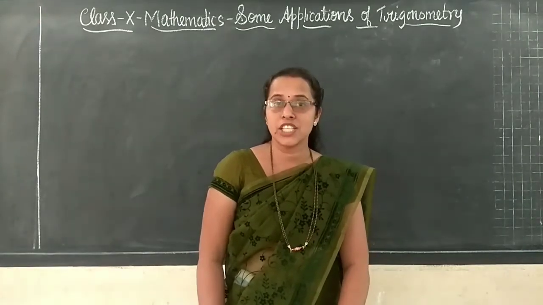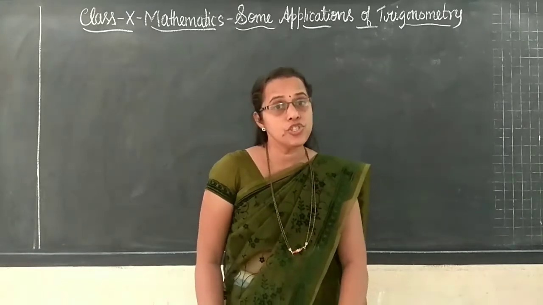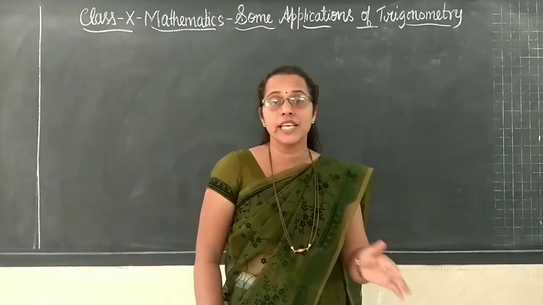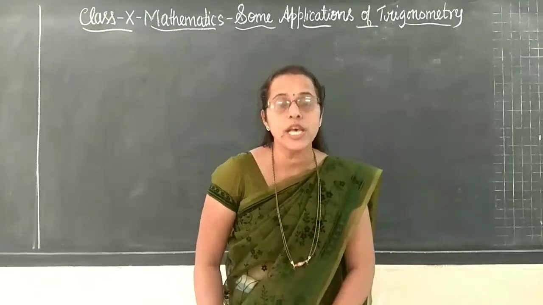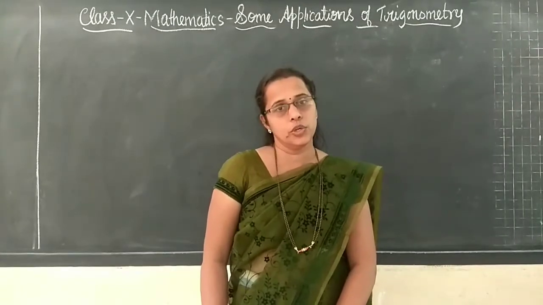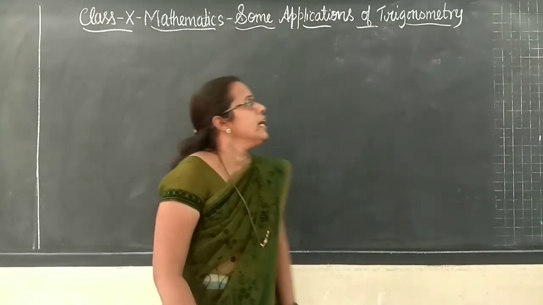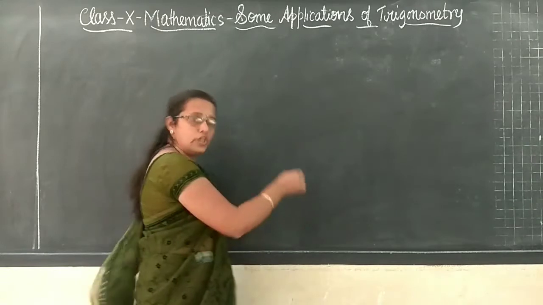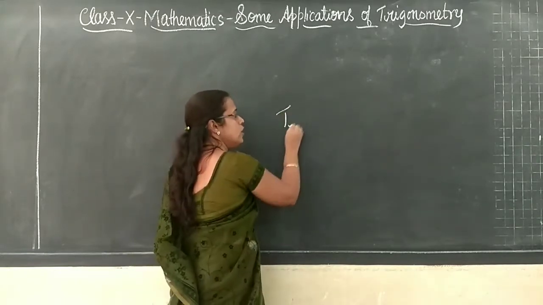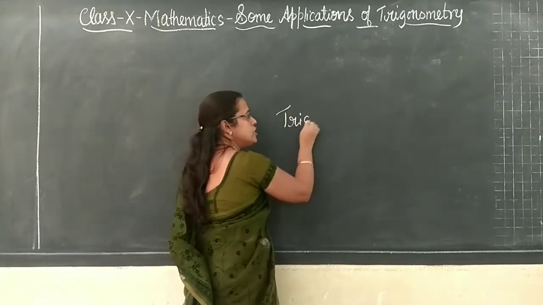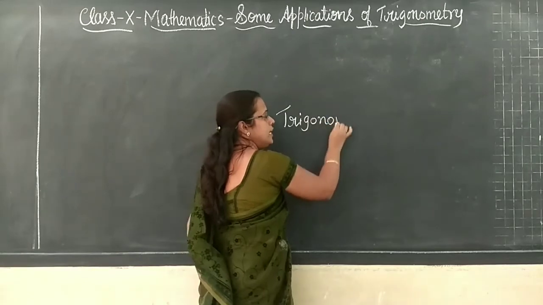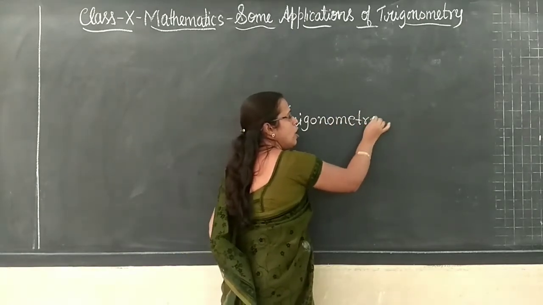Okay children, so last class what we learned, just recall once because that is the basic knowledge that we have to use in this chapter. Is it okay? So now see here, in the last class we learned about trigonometry. So what is the meaning of trigonometry? Just recall once children, what is the meaning of trigonometry?